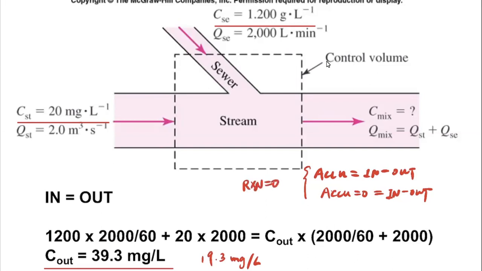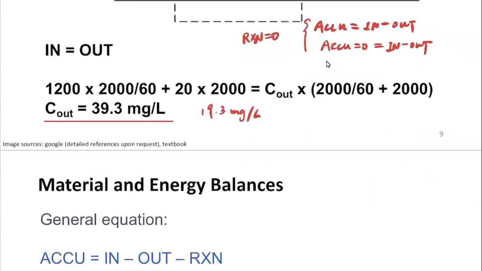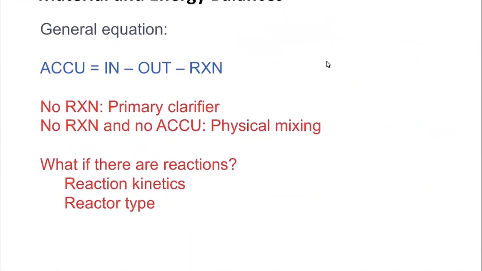Okay, so what if there are reactions? The reactions are going to make it a little bit more complicated, but we can still try to solve it or look at these systems one by one. So you can see the general equation we have for mass balance is the accumulation equal to in minus out minus reaction. So when there's no reaction, we have the primary clarifier, right? When there's no reaction, no accumulation, we have the physical mixing, which is the storm sewer water, okay? But what if there are reactions, right? So we're going to have a little bit more complicated system.